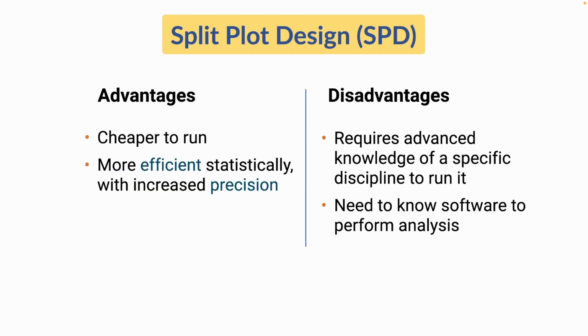A split plot design has both advantages and disadvantages. It is cheaper to perform compared with a completely randomized design since setting up a new irrigation method for each subplot would be extremely expensive, as in the above example. This design is also more statistically efficient with increased accuracy.